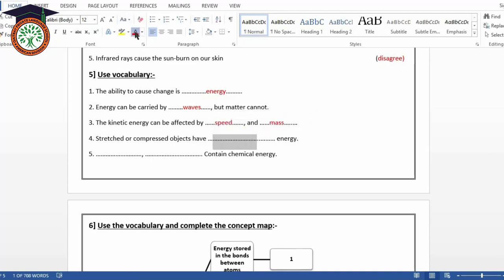Okay, question number 4, stretched or compressed objects have which kind of energy? The compressed one, the rubber band, and so on. They have the elastic energy.